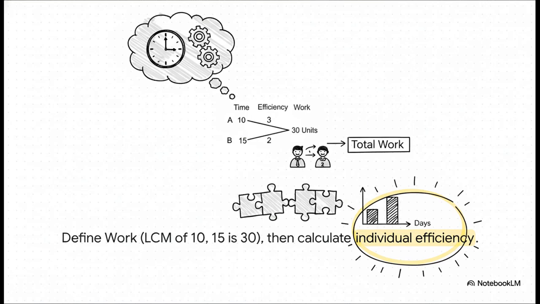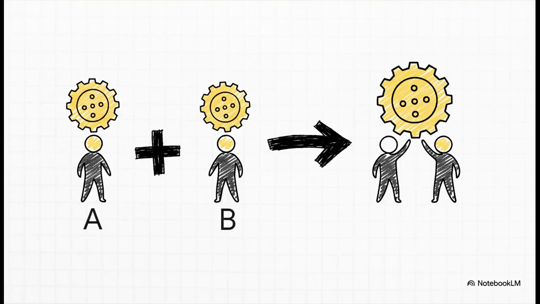Let's start plugging things into our blueprint. First up, we need to define the total work. The easiest way to do this is to find a number that both 10 and 15 go into nicely, the least common multiple, or LCM. For 10 and 15, that's 30. So let's just say the project is 30 units of work. Now we can find their efficiency. If A does 30 units in 10 days, they're doing 3 units a day. And B? They do 30 units in 15 days, so their efficiency is 2 units a day. See how that works?